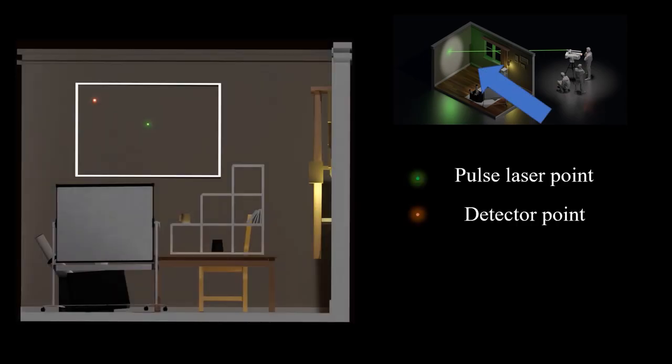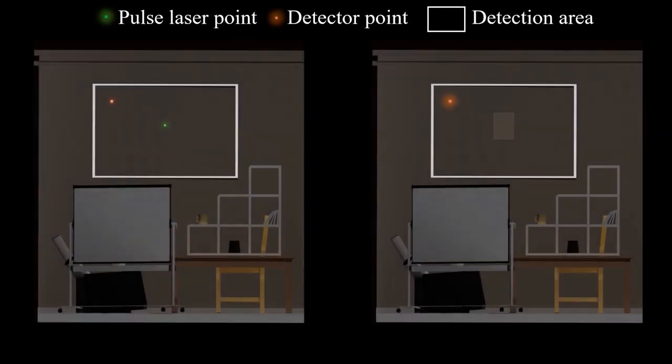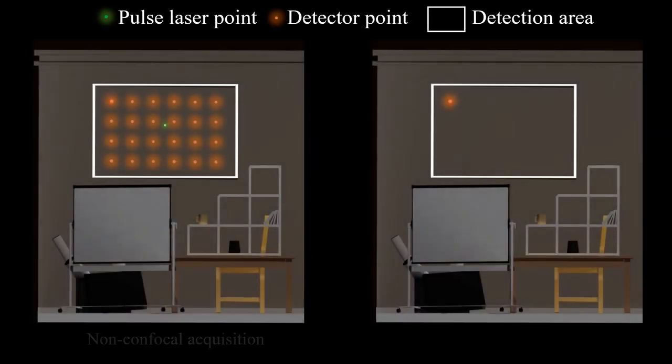There are two commonly used acquisition schemes. One of them is called non-confocal acquisition. This means that you collect measurements from a set of detector points by shooting a single laser on the wall. On the other hand, if one co-locates a pulse laser and the detector point and scans them within the detection area, this acquisition is referred to as confocal acquisition.